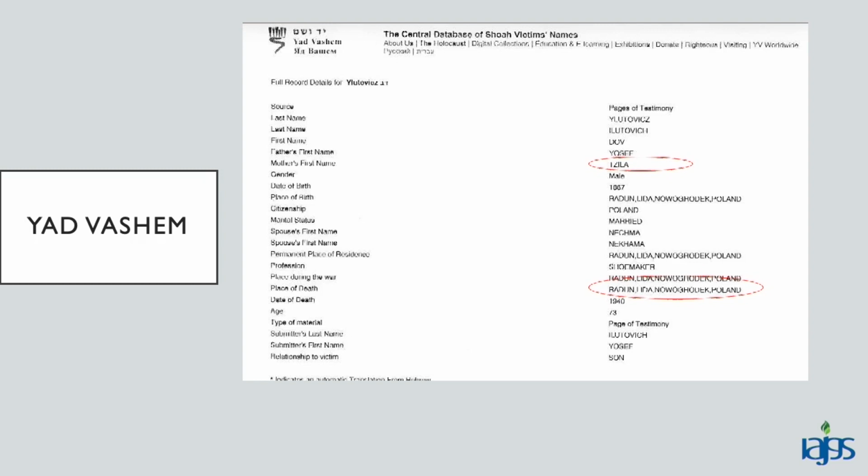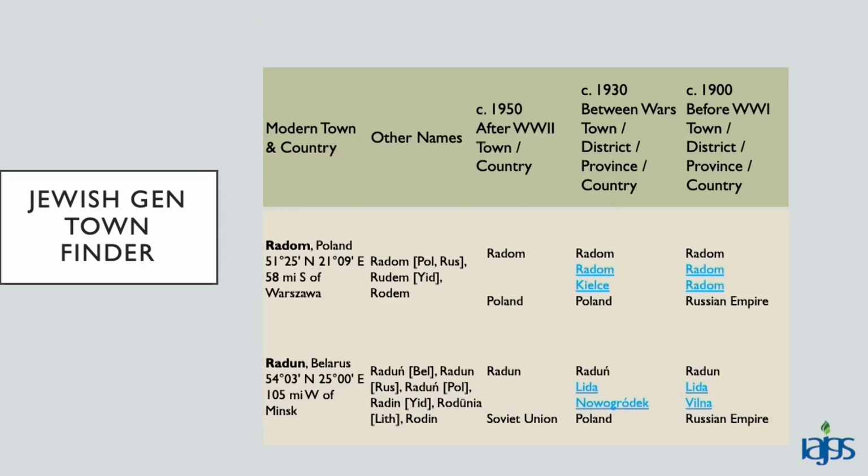So if I map these on the town finder, I will see that Radom, Poland is 58 miles south of Warsaw. And Radom, Belarus is near Minsk, and the two cities are 230 miles apart. So while she might have enjoyed visiting Radom, it wasn't going to be her grandmother's town.